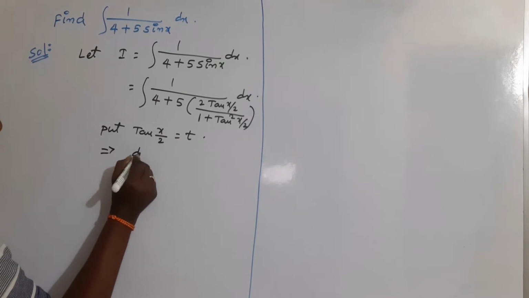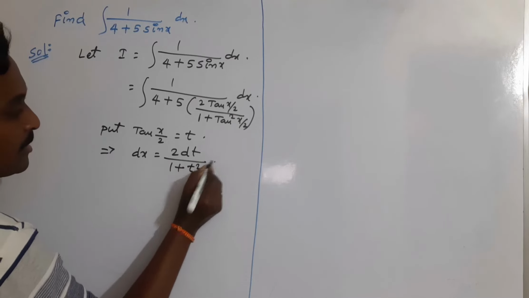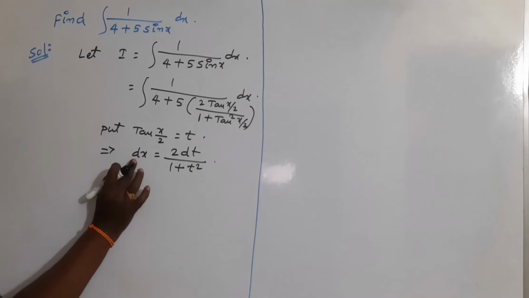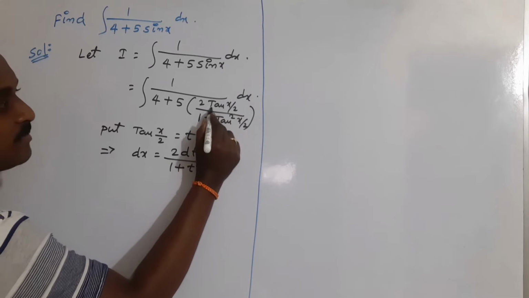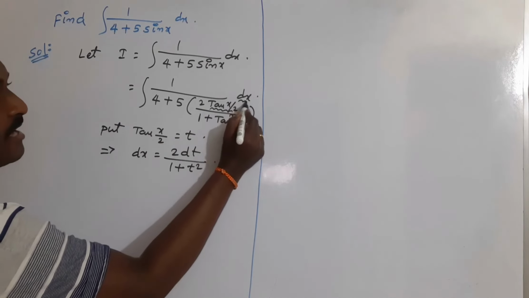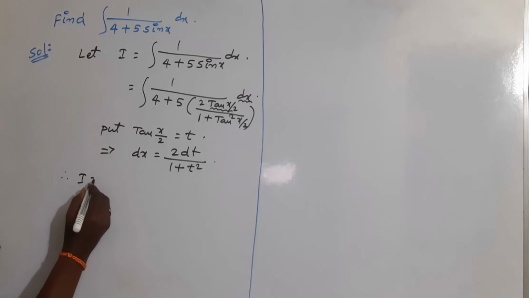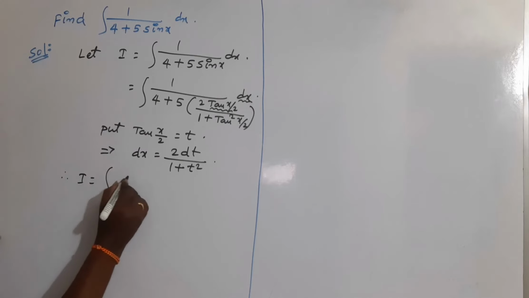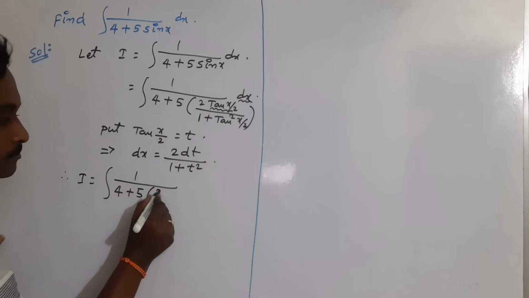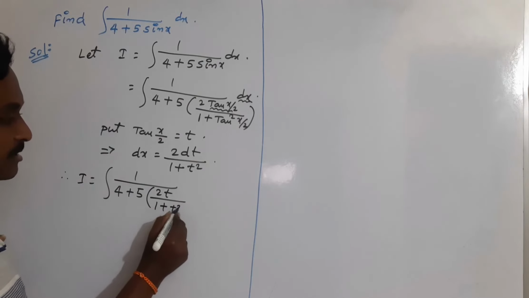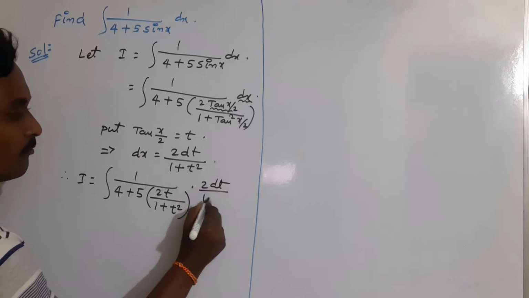So directly you will get dx is equal to 2 dt by 1 plus t square. Remember one thing, it is not necessary to prove the value of dx is 2 dt by 1 plus t square. So in the previous step, whenever we have tan x by 2, replace it by t and the value of dx by 2 dt by 1 plus t square. So automatically the above problem becomes I is equal to integration of 1 by 4 plus 5 times of 2t whole by 1 plus t square into the value of dx, which is 2 dt by 1 plus t square.